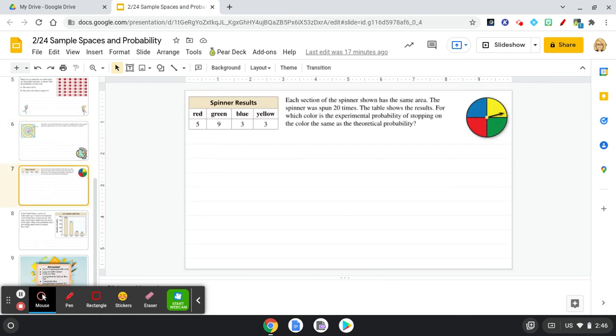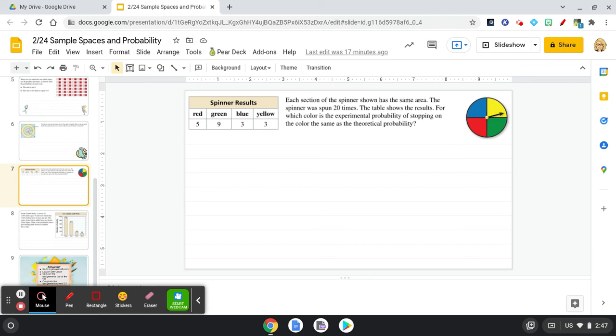All right. Sometimes you do not know what the theoretical probability is. Sometimes you don't know what's in the bag. So each section of the spinner shown has the same area. The spinner was spun 20 times. The table shows the results. For which color is the experimental probability of stopping on the color the same as the theoretical probability?